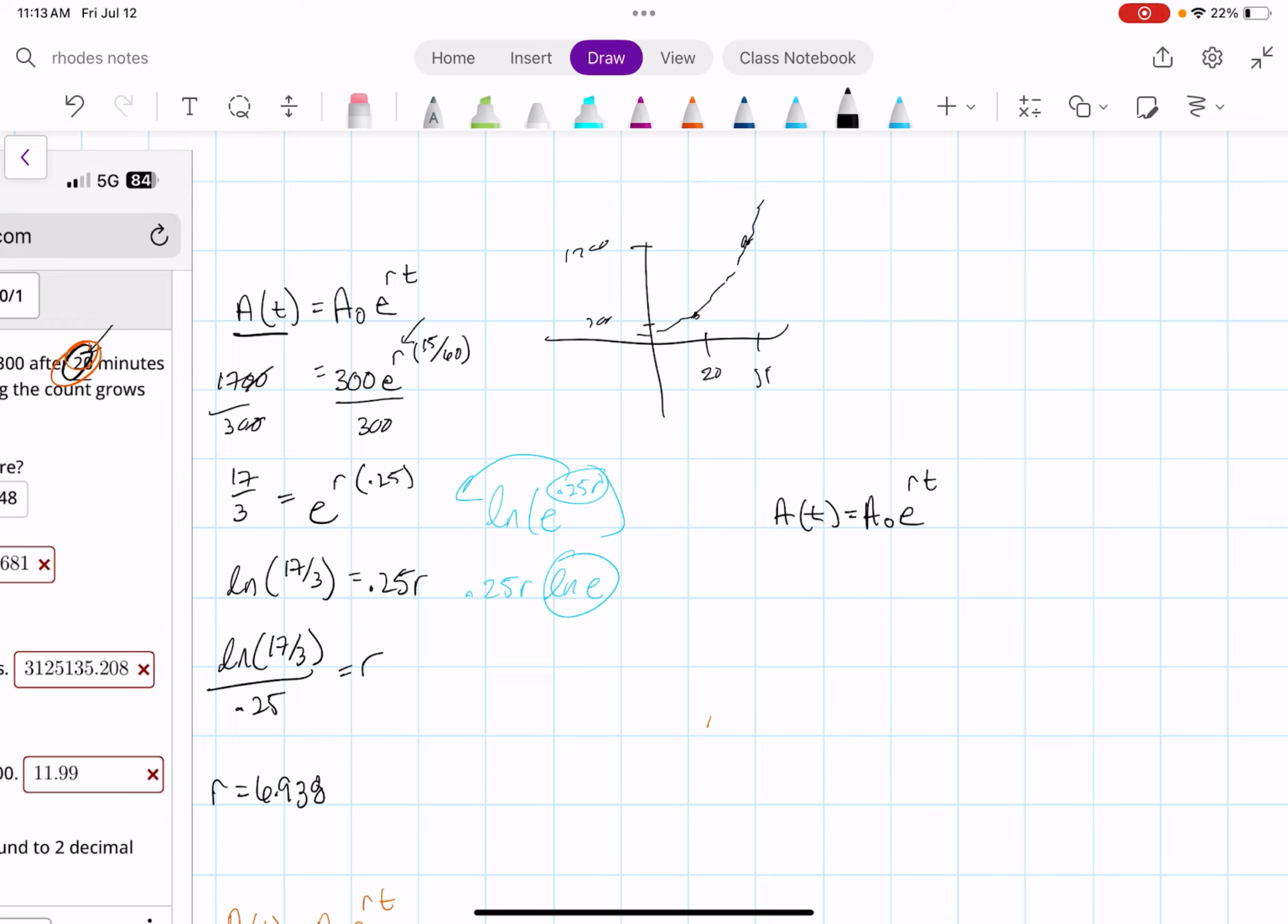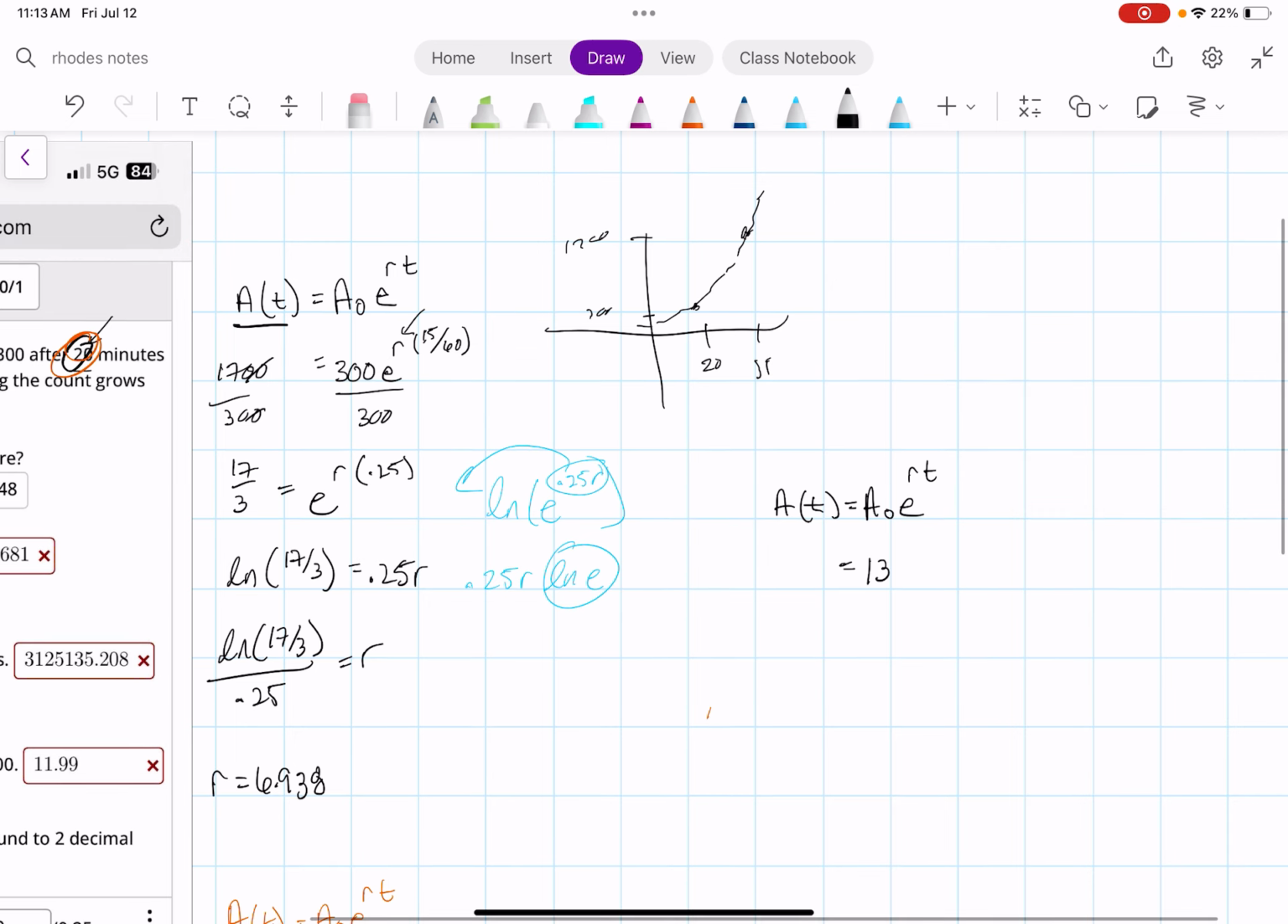So you can start with any amount that you want. You want to start with 13. Then what would it be when it doubled? When it doubled, it would be 26. If I want to start with 130, when it doubled, it was 260. You can start with any amount that you want. So I'm going to start with 1, and then when it doubles, it becomes 2.